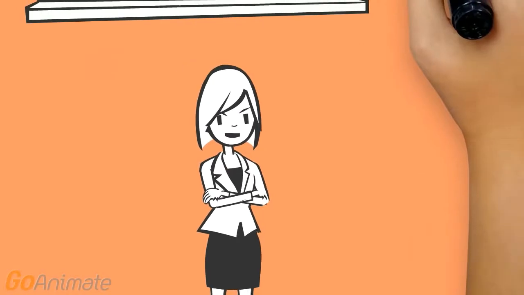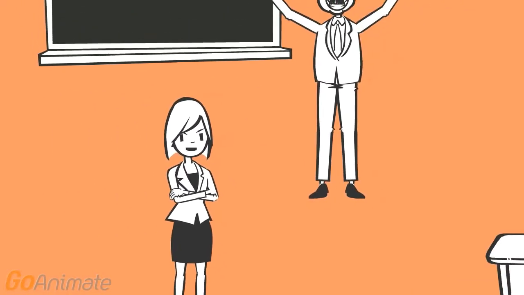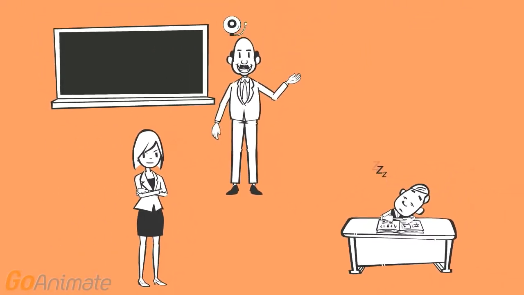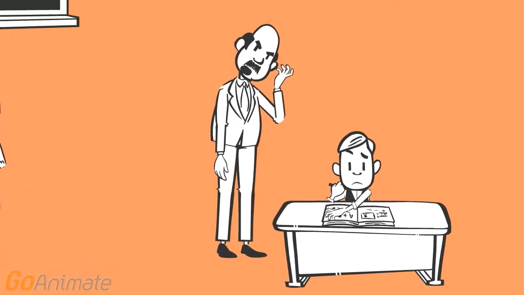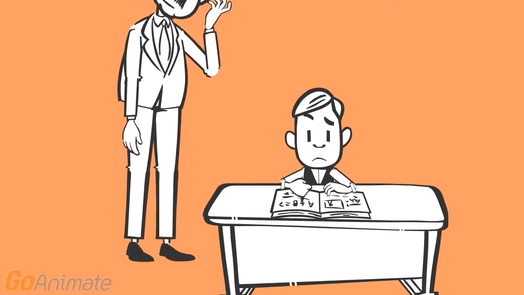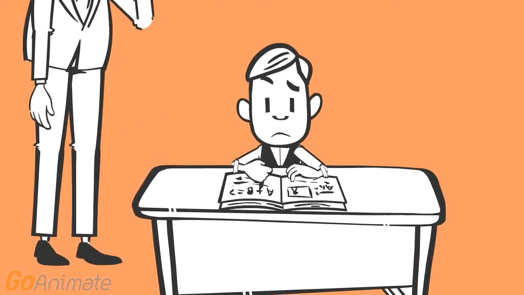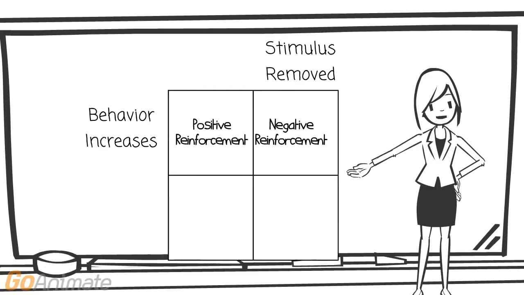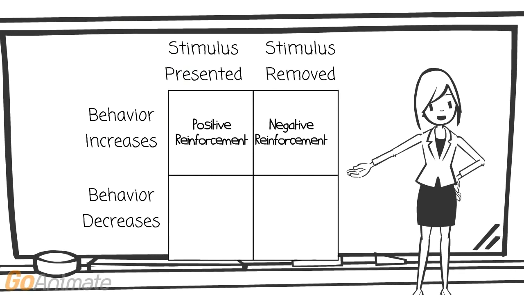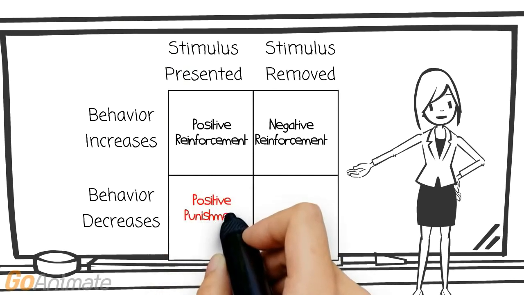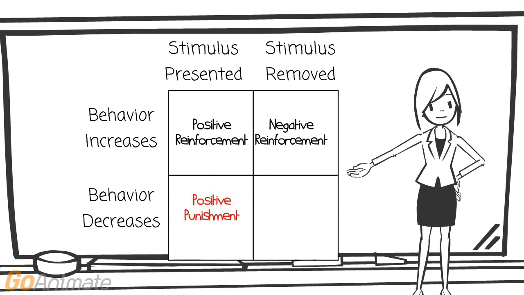For our third example, we have a student who has fallen asleep during class. As a consequence, the teacher may get upset and verbally scold the student to wake him up. The misbehavior of sleeping would then stop and the student would start to focus on classwork again. In this instance, a stimulus was being presented, the verbal scolding, in order for the misbehavior to decrease. So we would call this positive punishment.